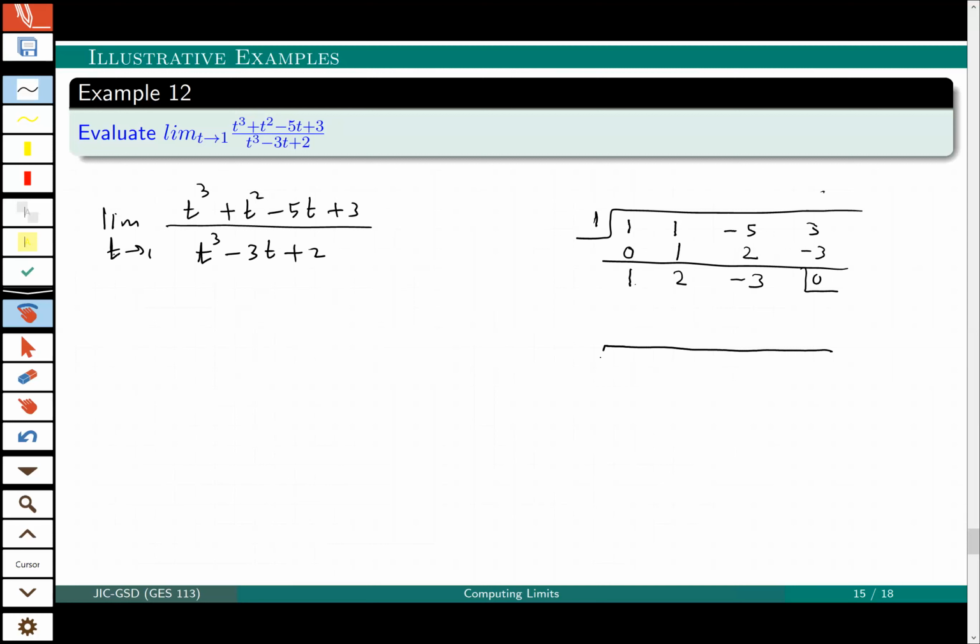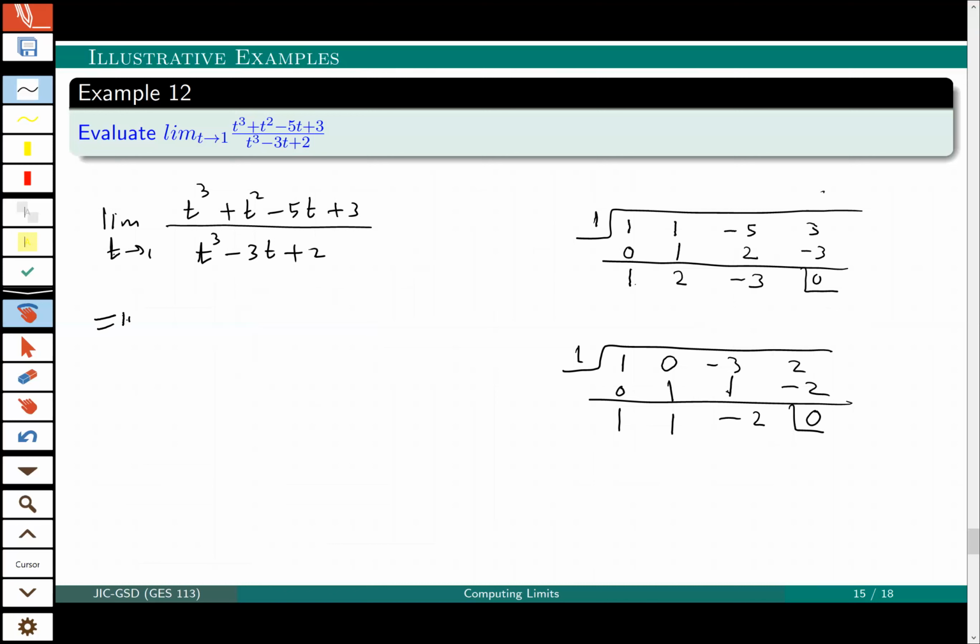And the second, which is in the denominator, I'm dividing by 1, but be careful, I have coefficient of t cubed is 1. The second degree is 0, then minus 3, then 2. So 1 plus 0, it's 1. 1 times 1, it's 1. 0 plus 1 is 1. 1 times 1, it's 1. Minus 3 plus 1, it's minus 2. 1 times minus 2 is minus 2. So adding up, it will be 0.